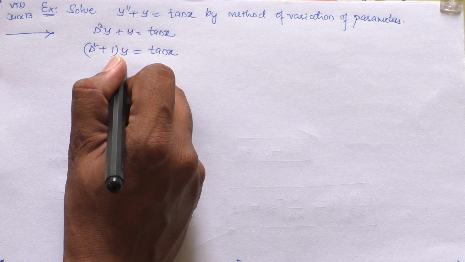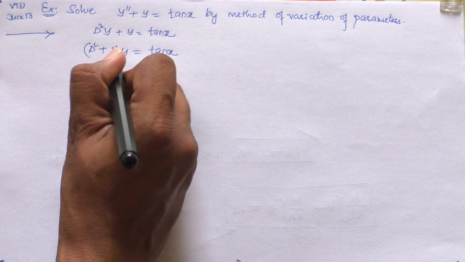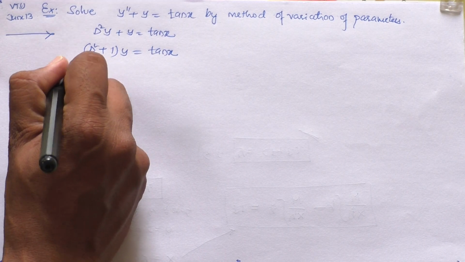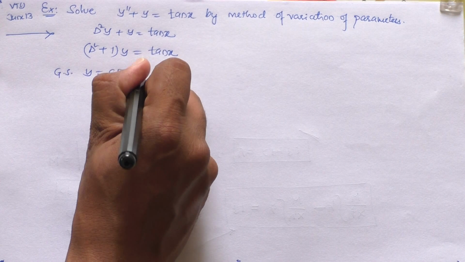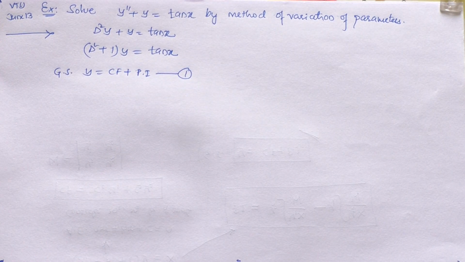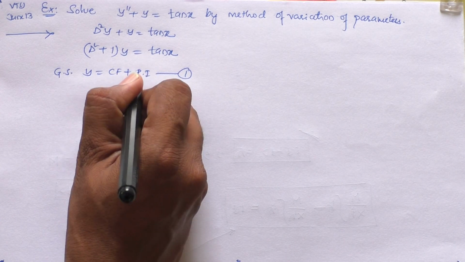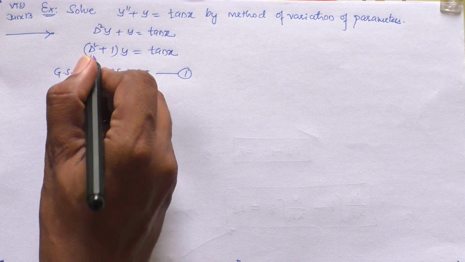It has a y term as well as an x term. So if non-homogeneous, we know the general solution y equal to CF plus PI. Consider this as equation number 1. Now let us find out CF and PI separately. First CF. So CF refers to the LHS.